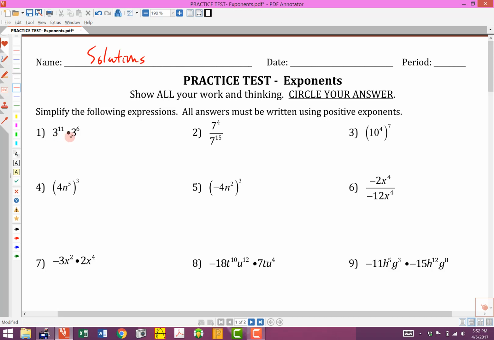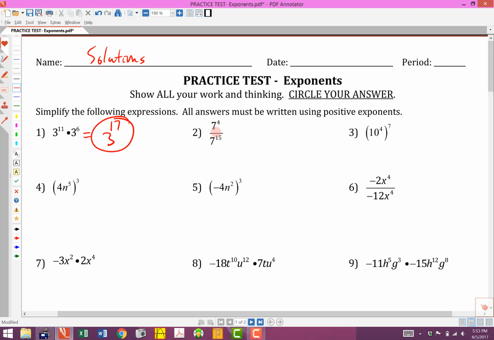You'll notice the bases are the same, so we can apply the product rule for exponents. The base is going to stay the same, and when we're multiplying, we add the exponents. So we're going to get 17. 11 plus 6 is 17. Done with that one. Let's take a look at this one right here.